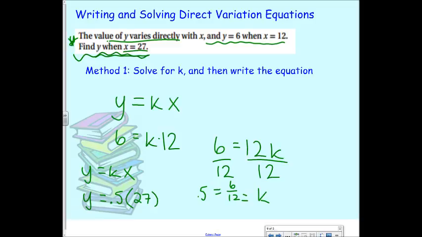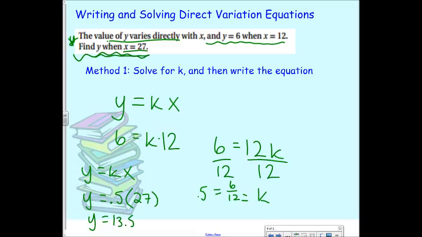Does anyone have a calculator? What's half of 27? 13.5, good. It equals 13.5. Good. Even better. No calculator needed.